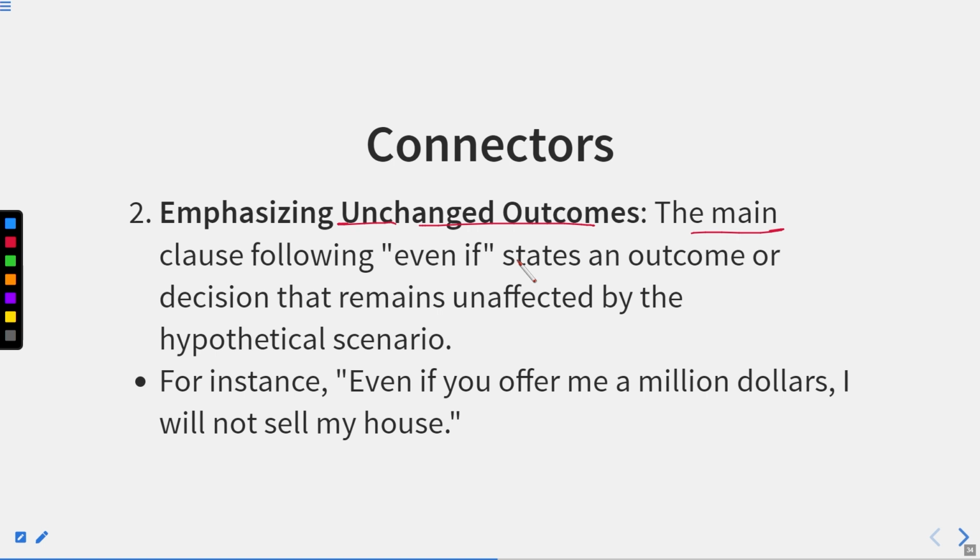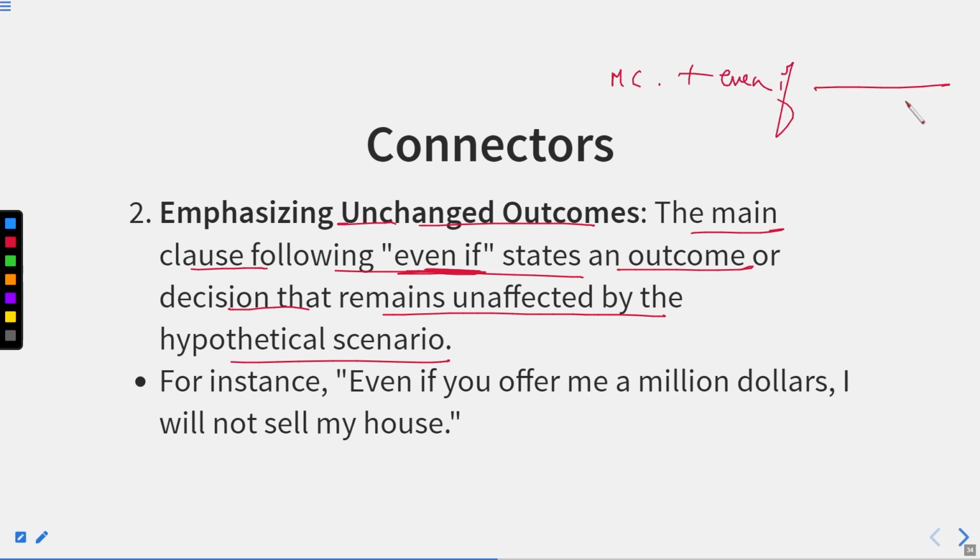Emphasizing unchanged outcomes. The main clause following even if states an outcome or decision that remains unaffected by the hypothetical scenario. So after the main clause we have even if, and after this we can have a situation which may or may not occur. This is just a condition that will come after it. Even if you offer me $1 million, I will not sell my house. So if you offer me $1 million, this is just imagination which can happen, but she is determined that she will not sell her house.